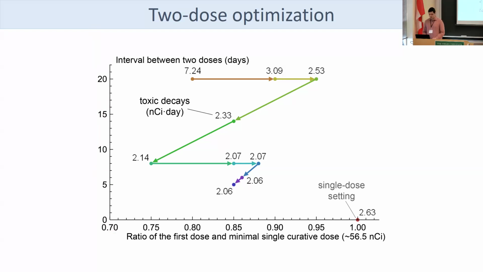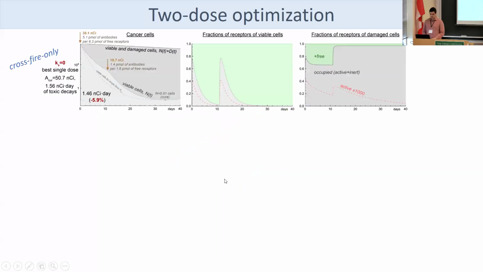And here's an example of the work of the two-dose optimization algorithm. It involves a series of steps which are performed if they lead to a decrease in the amount of toxic decays indicated here. And here are the model simulations with the two-dose optimal schedules for the crossfire-only case. As I told earlier, the key to the increase of treatment efficacy is the redistribution of irradiation towards still viable cells. And how can it be achieved in the situation when each of the emitted particles traverses a long distance and damages a lot of cells, or goes through a lot of cells?